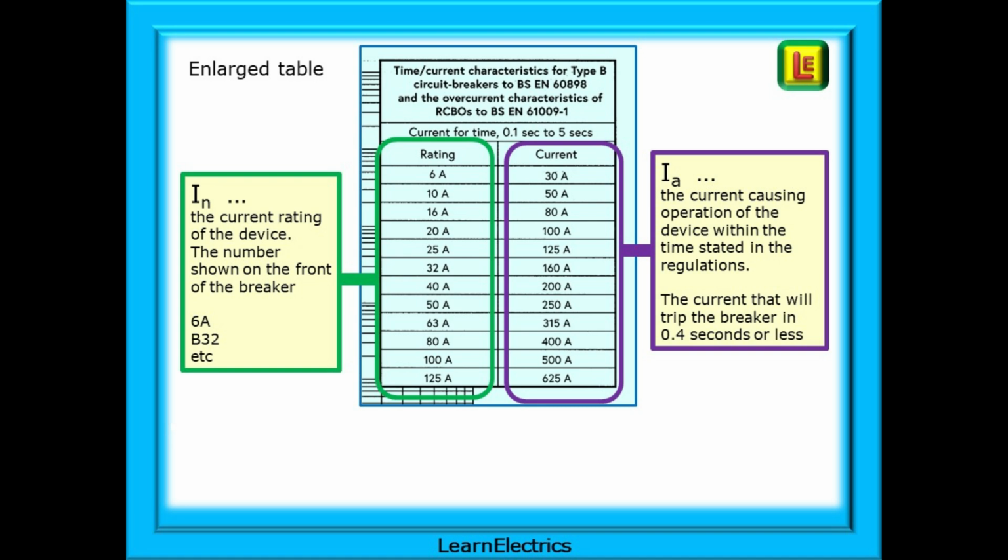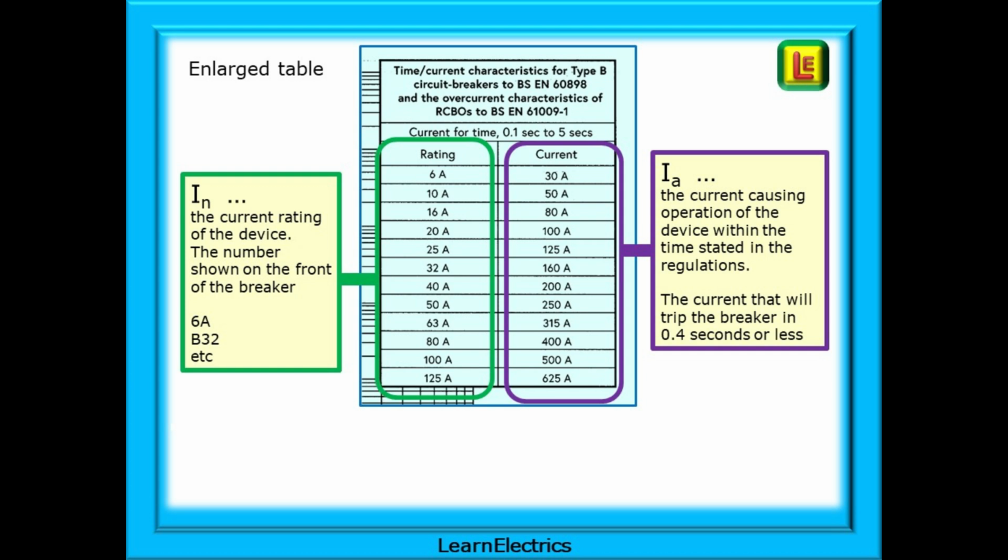The left column of the table lists the different circuit breaker sizes. These are the IN numbers, the nominal current rating of the device, the numbers shown on the front of the breaker. The word nominal just means the name that you call the device. This is what you will ask for when you go to the wholesaler. A 6 amp breaker please, a B32 breaker please, and so on.